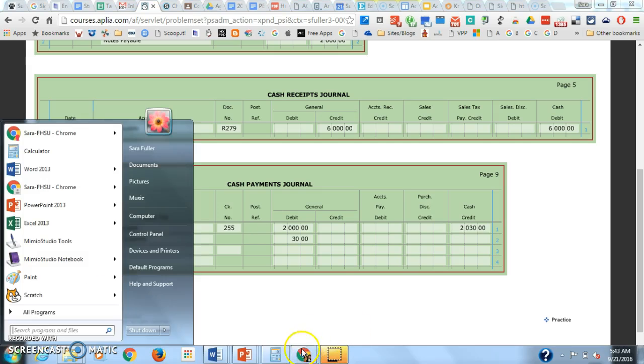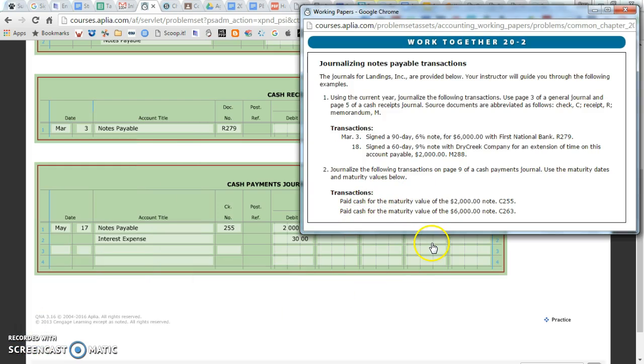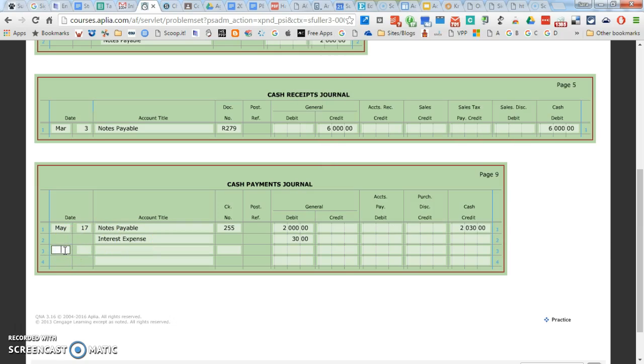Okay, and then our last transaction is we paid cash for the maturity value of the $6,000 note. So if we look up here, it was a 90-day note at 6% interest. So June 1st, notes payable again. Check number is 263. Our general debit is $6,000. Our next line, interest expense.